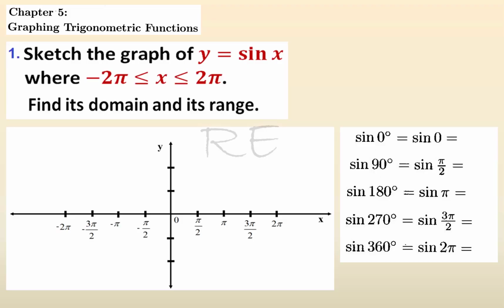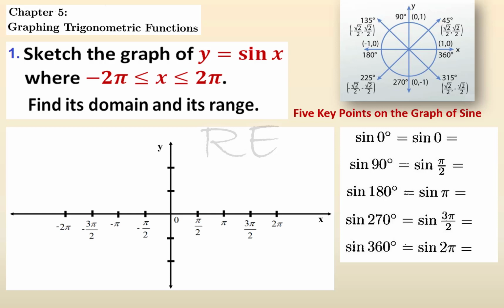Sketch the graph of y equal to sine x, where x is between negative 2 pi and 2 pi. We will use 5 key points on the graph of sine. Those key points are found straight from the unit circle.